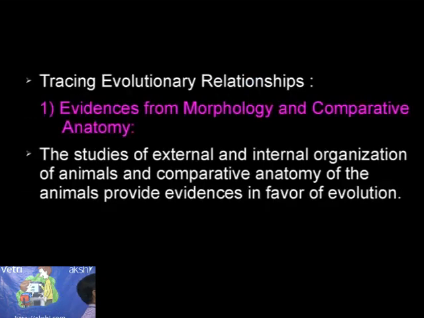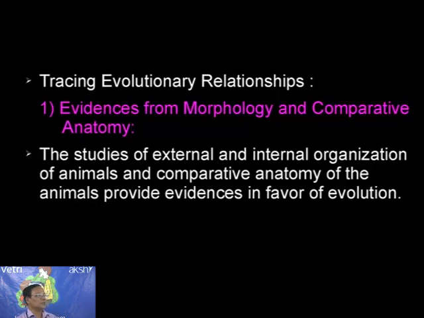Now I will take up the role of morphology and comparative anatomy in support of organic evolution. So we are tracing evolutionary relationships among the organisms. What is the meaning of that? I mentioned already, all present day organisms have been descended from a common ancestor. So that is why we are tracing some evolutionary relationships between different groups of organisms, though they are different in their morphology, in their activities, etc.